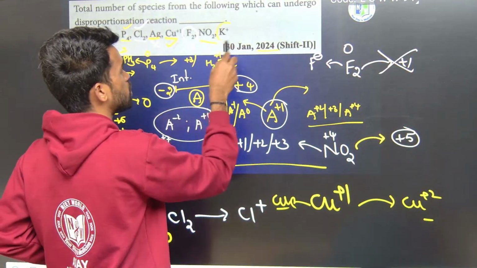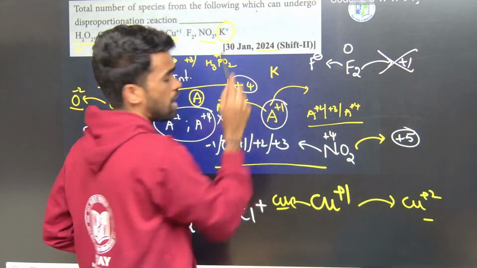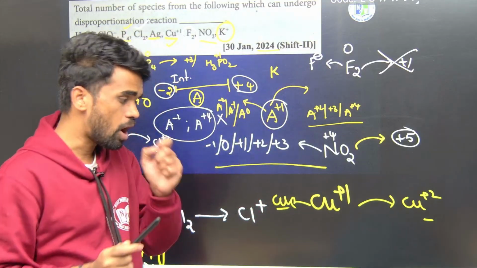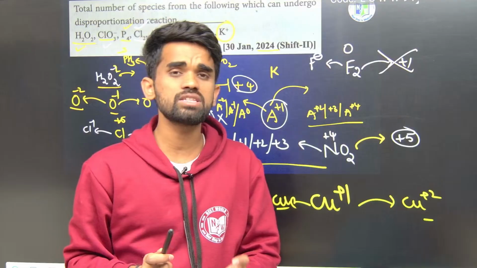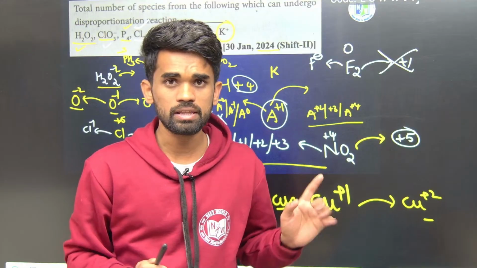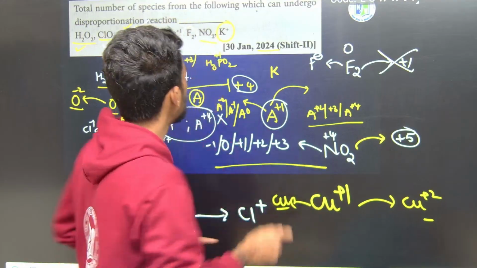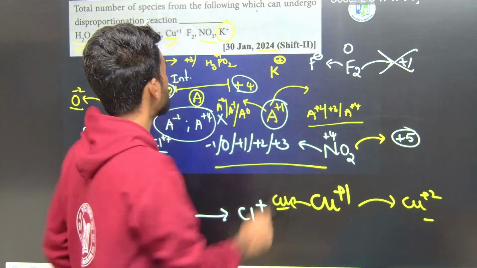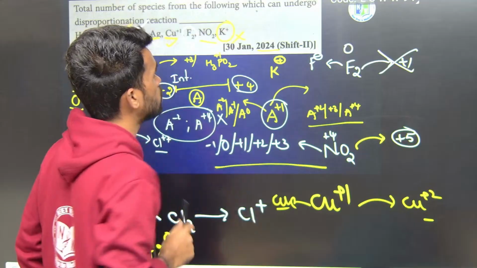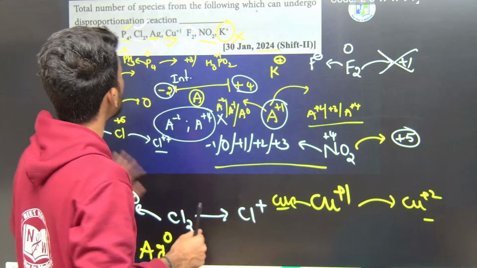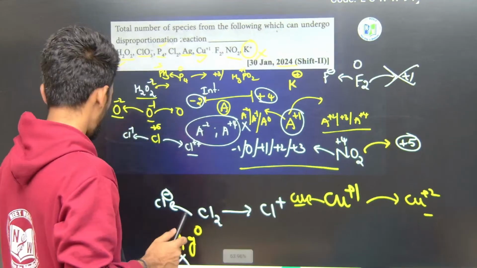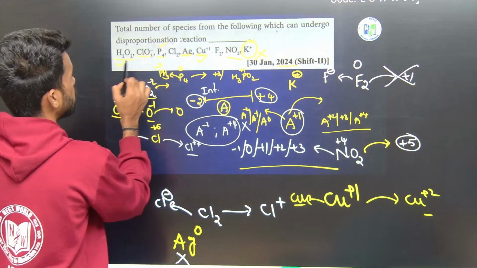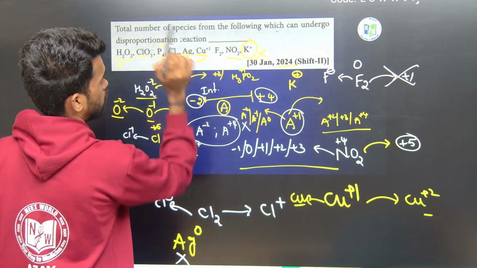And for potassium, always remember that alkali metals show a maximum of +1 oxidation state in their unipositive nature. So it can only be in the +1 oxidation state, and further oxidation is not possible. So this one also doesn't show any disproportionation reaction. Now count the number of species showing the disproportionation reaction: 1, 2, 3, 4, 5, 6.